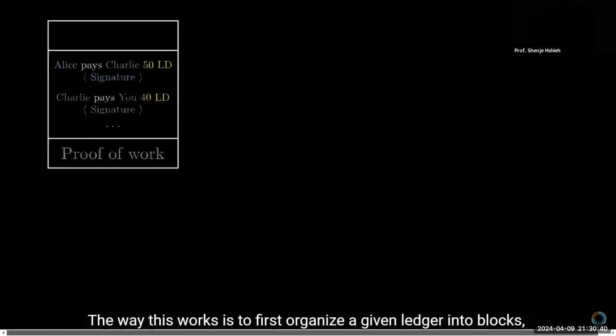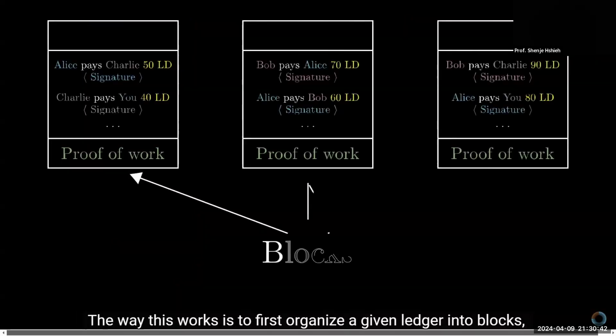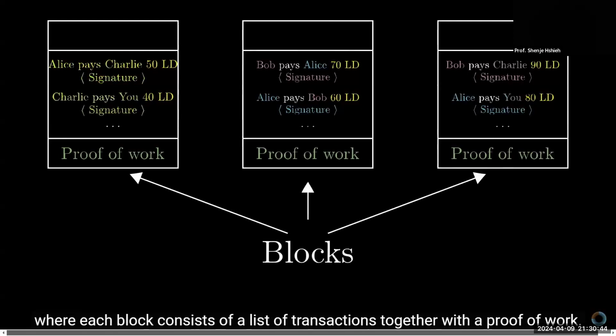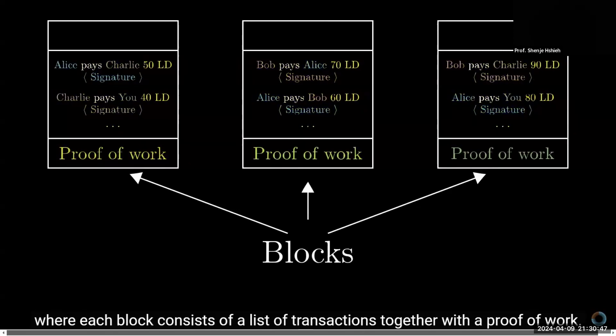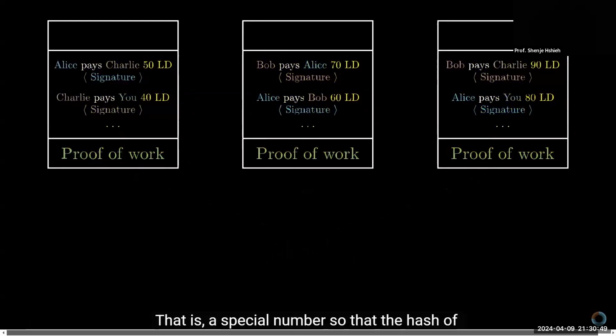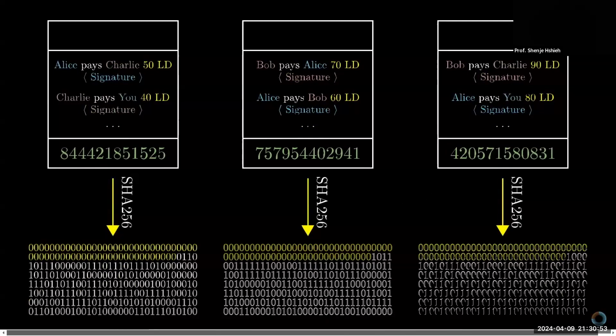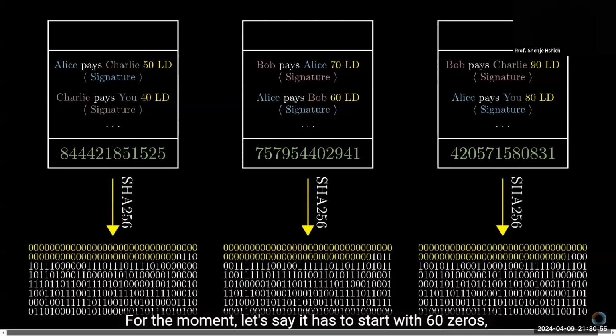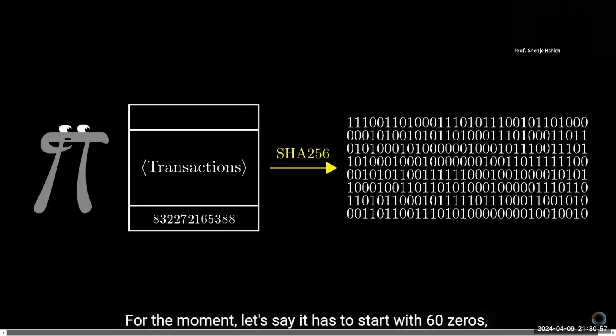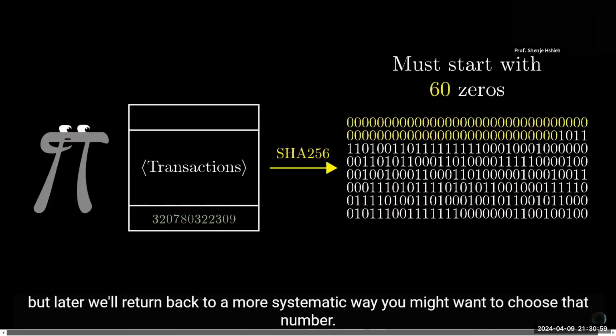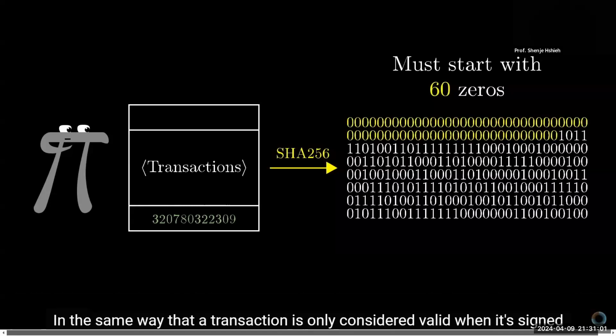The way this works is to first organize a given ledger into blocks, where each block consists of a list of transactions together with the proof of work. That is a special number so that the hash of the whole block starts with a bunch of zeros. For the moment, let's say that it has to start with 60 zeros, but later we'll return back to a more systematic way you might want to choose that number.